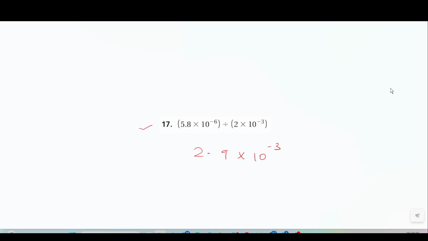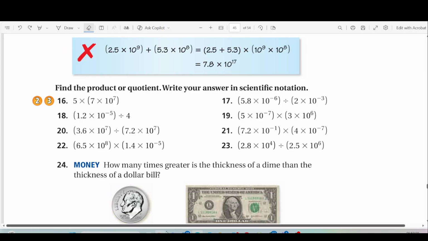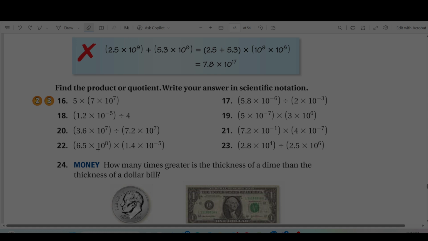Very good. So here you can see we didn't convert it into same exponent, right? We directly subtracted them because they are in division. The same we do for multiplication, okay? Only in case of addition and subtraction you need to convert it into same.